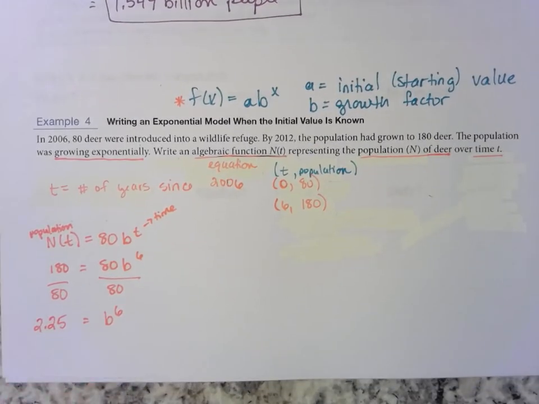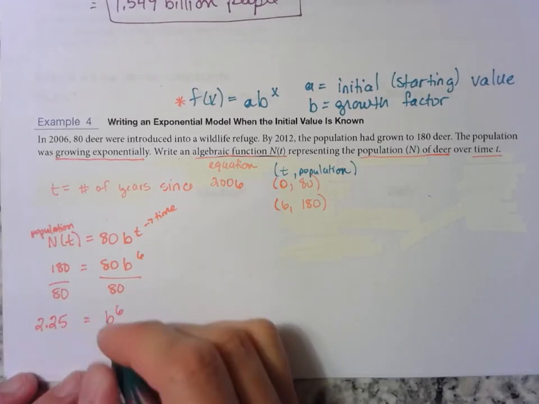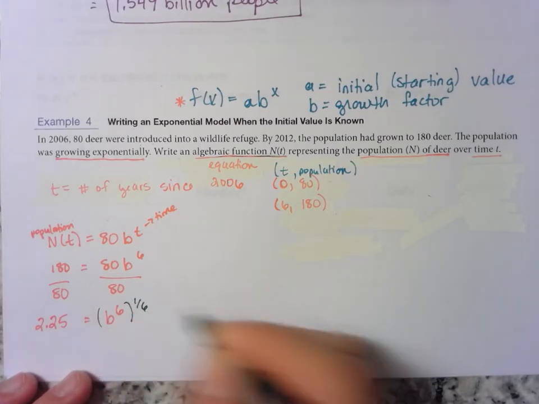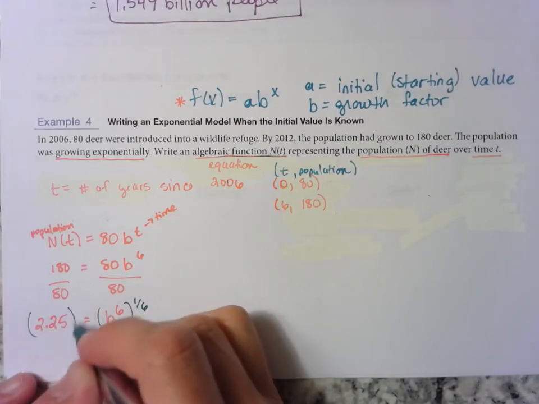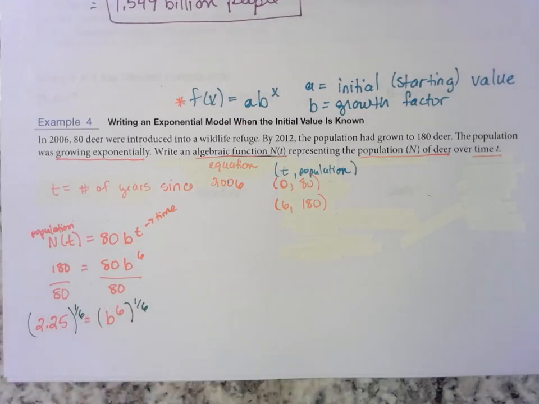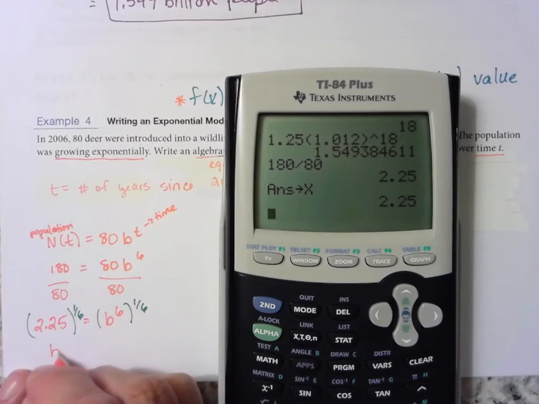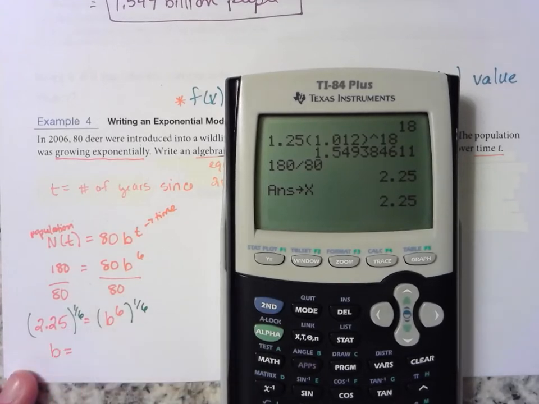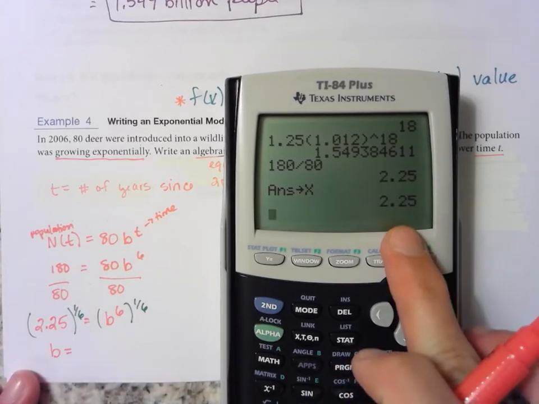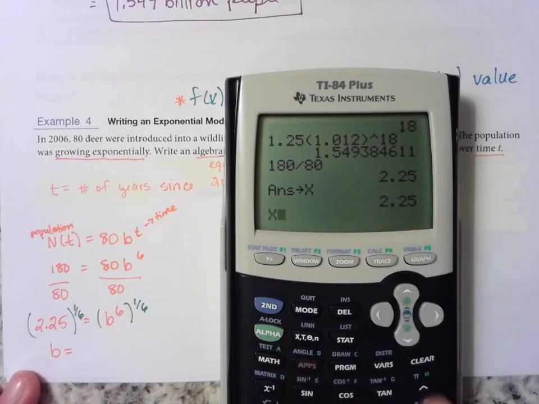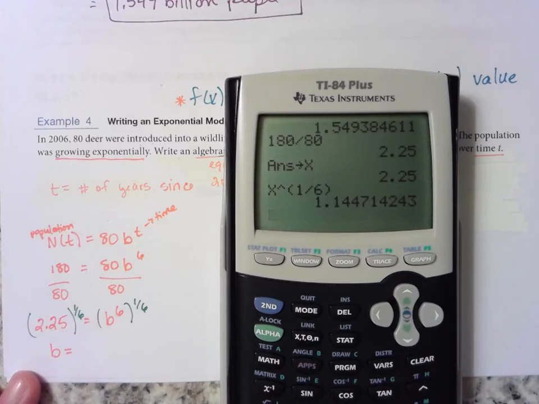Now how do we get rid of the 6th power? We're actually going to have to take the 6th root, right? Or raise it to the 1/6 power. That's the same thing as taking the 6th root. So if we have 2.25 to the 1/6 power, I just stored that in x. So I'm just going to do x to the 1/6 power. And I get this crazy number.